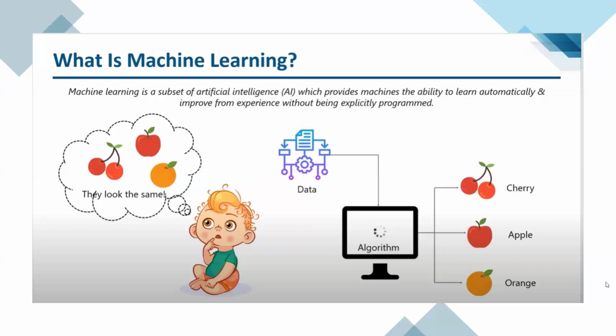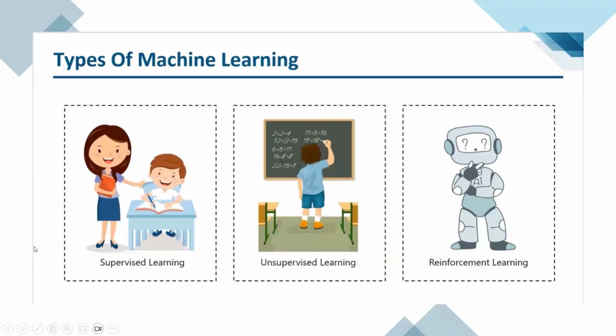Now, what are the types of machine learning? Machine learning types are categorized into three types. One is supervised learning, the second type is unsupervised learning, and the third type is reinforcement learning. So let's understand what each type of machine learning means.